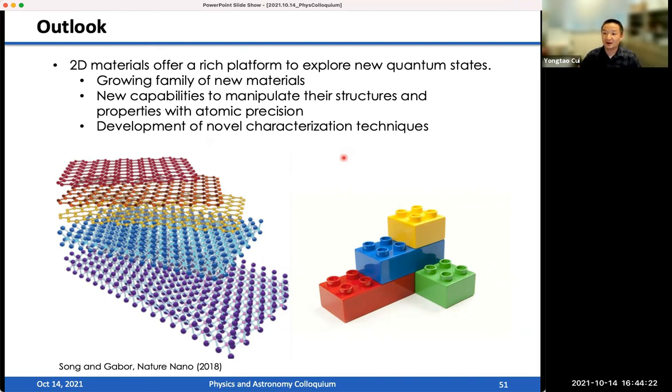And I hope that from my talk today, I gave you a little bit of flavor of what we do and how we can use this to investigate a new type of electronic states based on 2D materials.